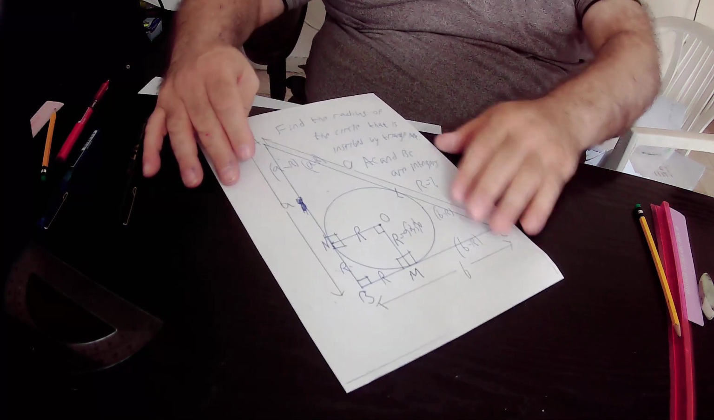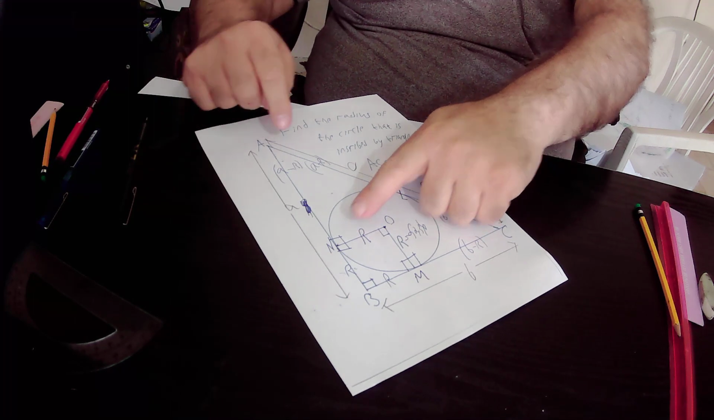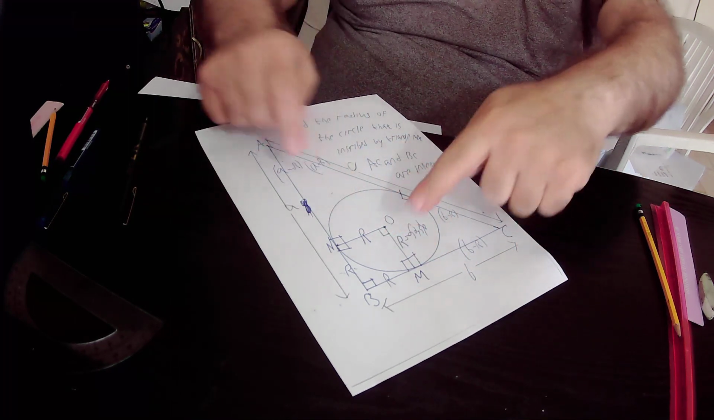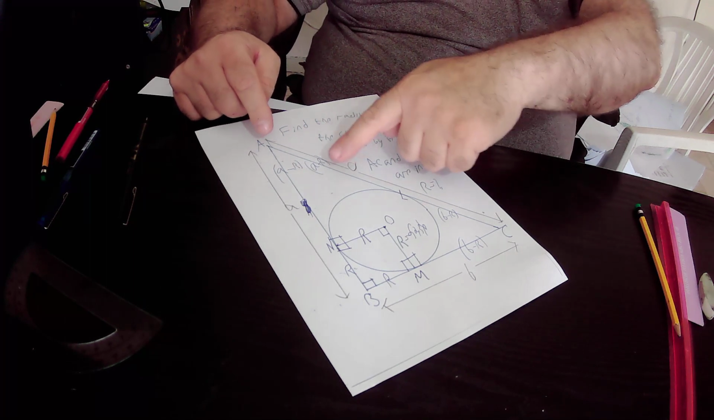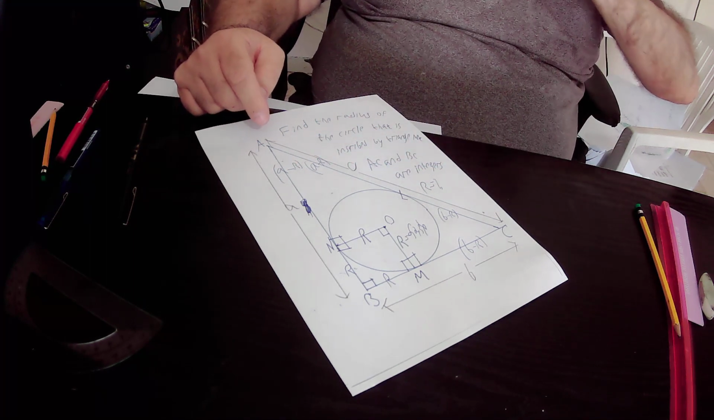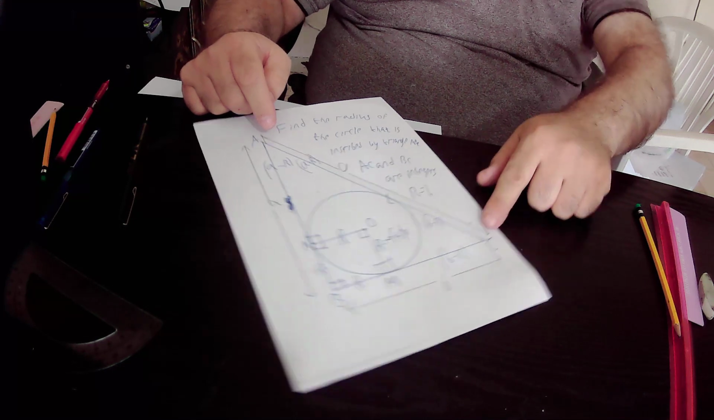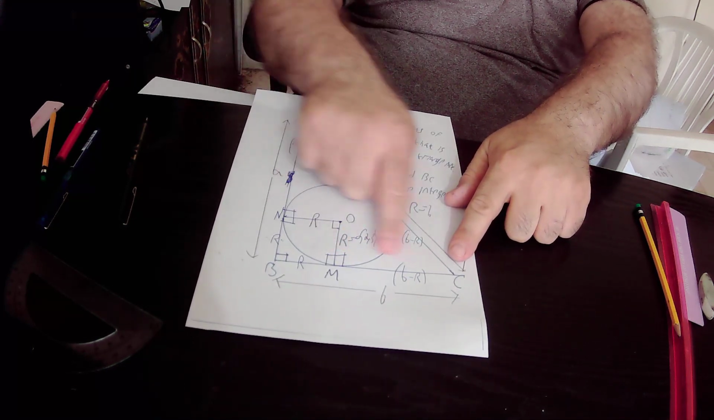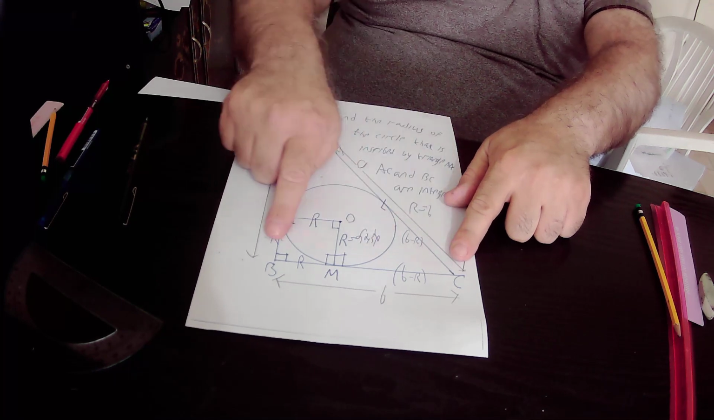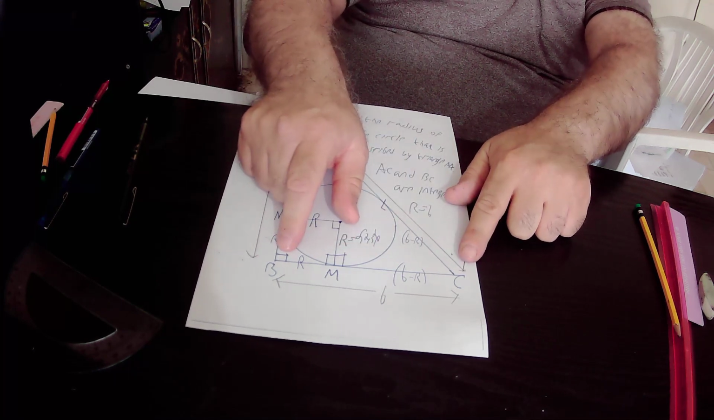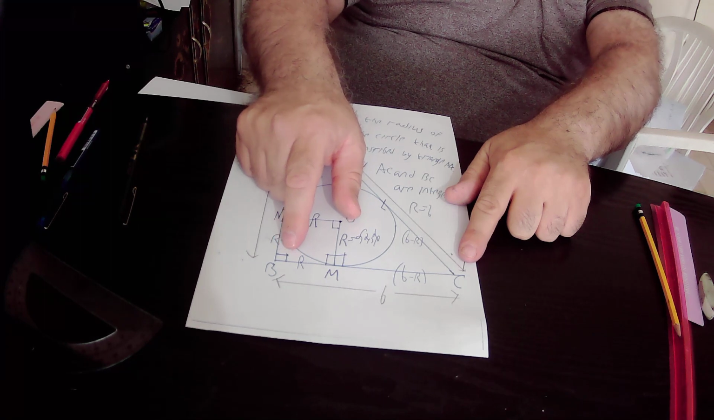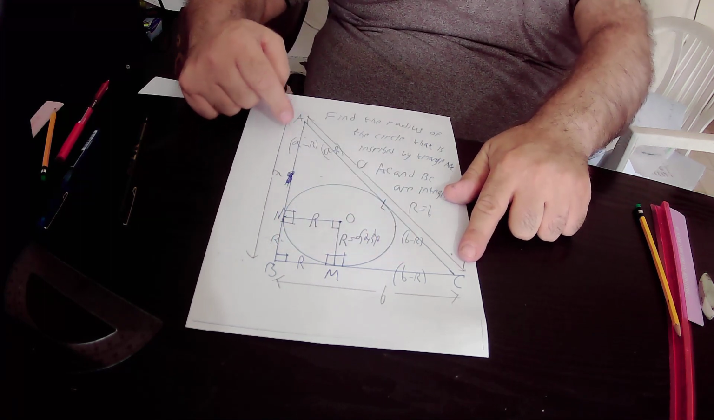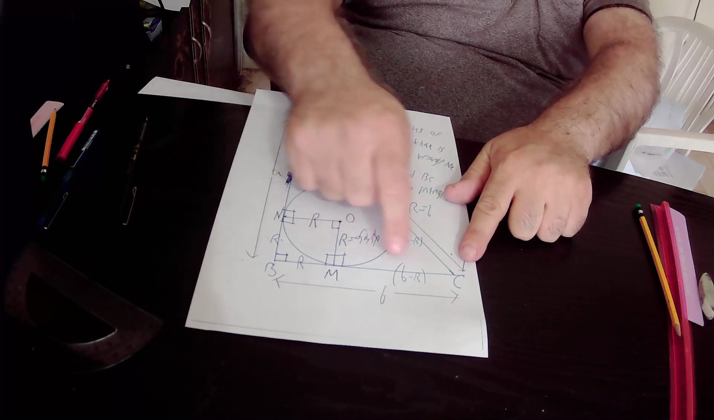Then we found the length of line segment AN. AN equals AB minus NB. AB is A, NB is R, so AN equals A minus R. Here we found the length of line segment MC. From the drawing, it is very easy to see that MC equals BC minus BM. BC is B, BM is R, so MC equals B minus R. So in conclusion, AN equals A minus R and MC equals B minus R.